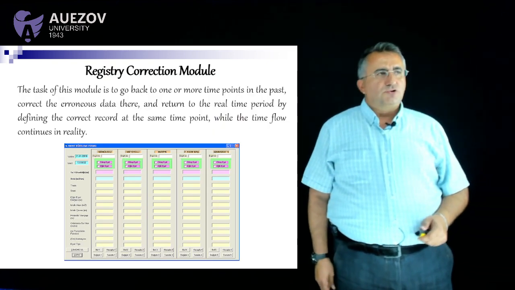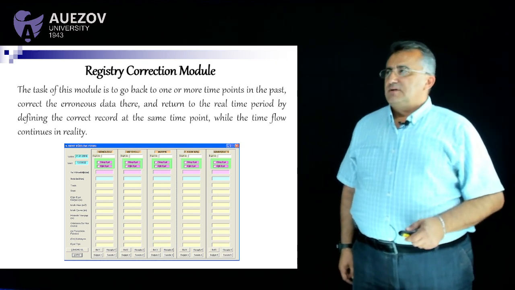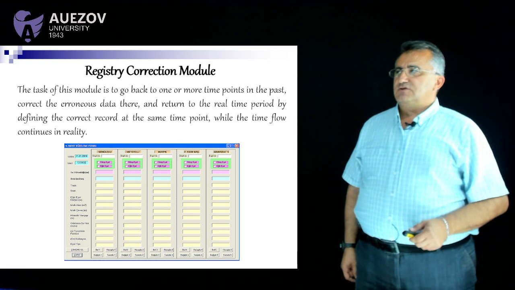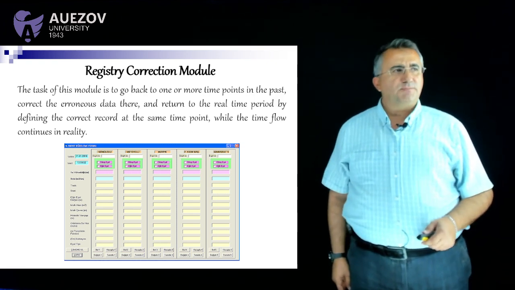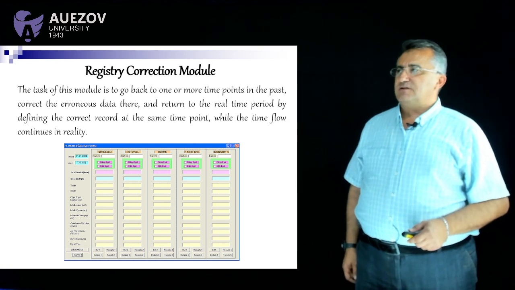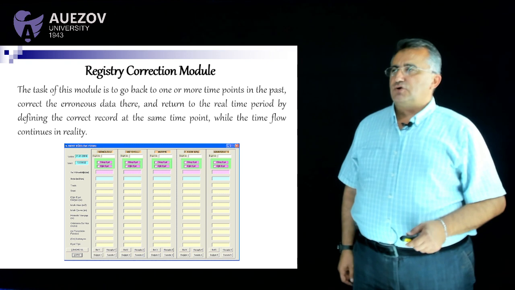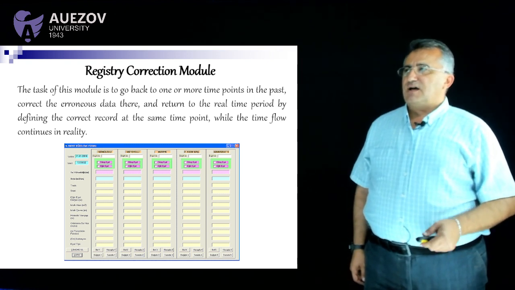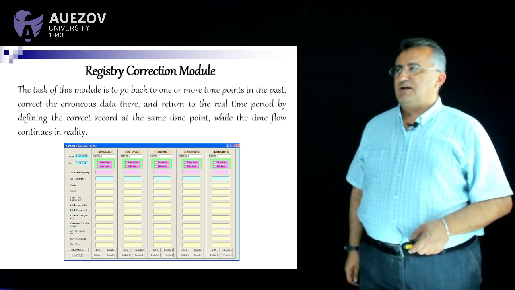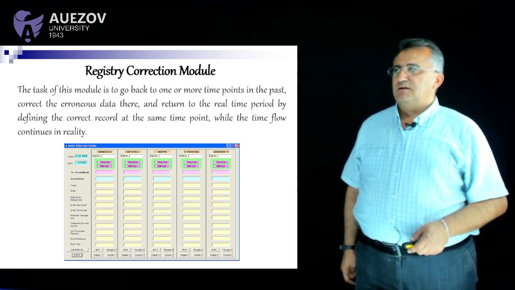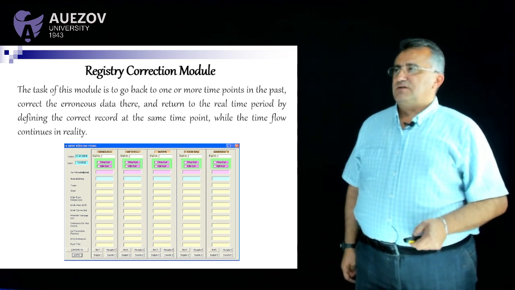The other module is the registry correction module. The task of this module is to go back to one or more time points in the past, correct the erroneous data there, and return to the real-time period by defining the correct record at the same time point while time continues to flow in reality.